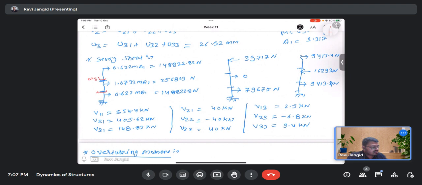M31, M21, M11, M32, M22, M12, M33, M23, M13, and the height is given to you as 4 meter. Okay.